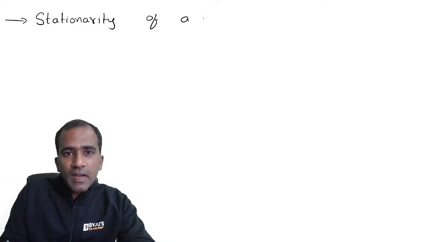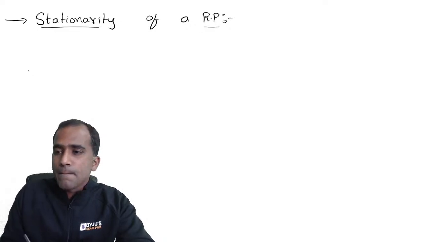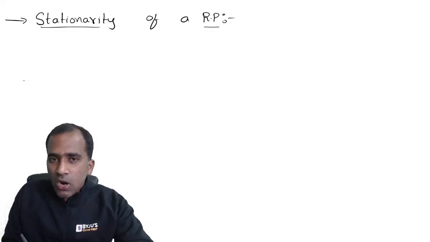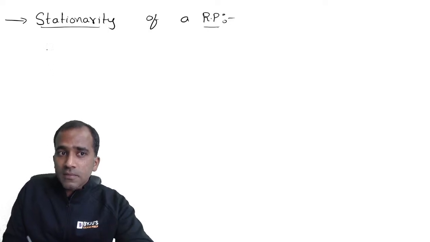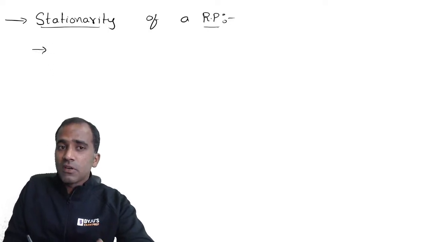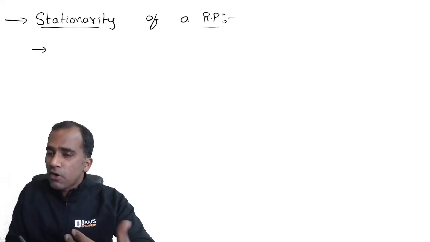Stationarity of a random process. RP means random process. Stationarity means something is not changing, right? What will not be changing in a random process? So don't say that values will not be changing. If values are not changing, it is not even random at all. If it is not random, we can't call it a random process.